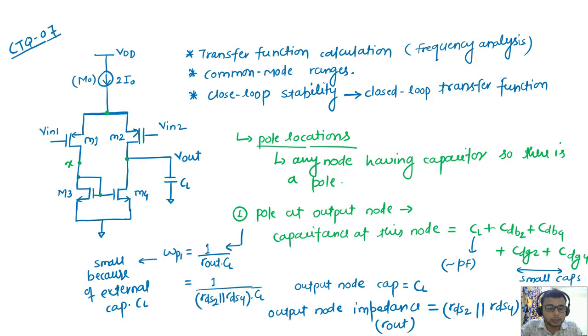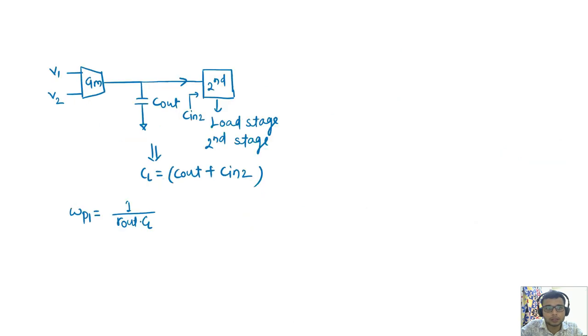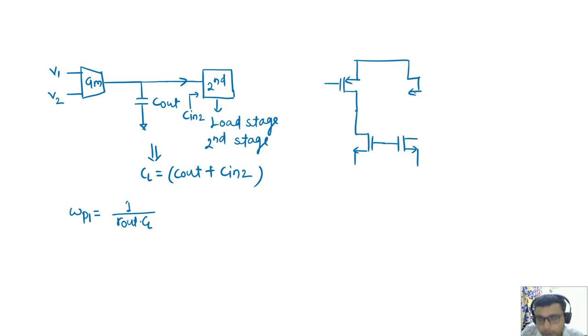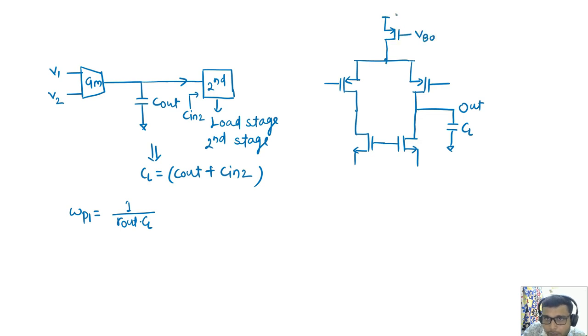In this circuit, the other pole locations are node X and this node, which I call node Y. So other pole locations are node X and Y. This is my CL that we have seen, and the first, or dominant, pole is contributed by this. This node has a transistor M naught which is biased at some bias voltage. It is also contributing to a pole, and this particular node is also contributing to a pole.